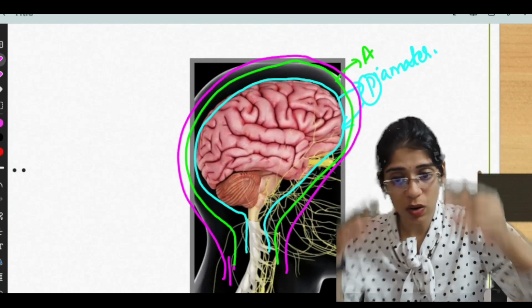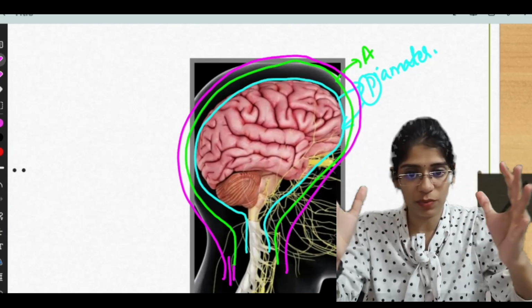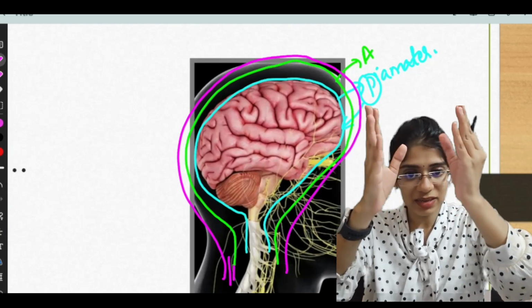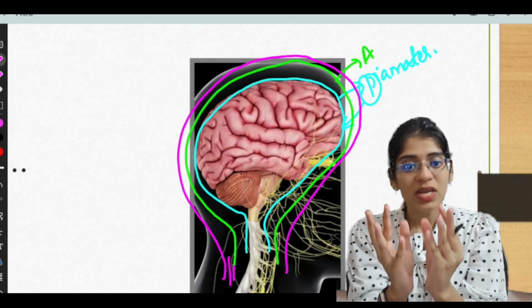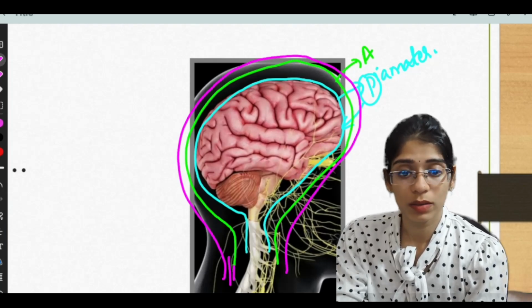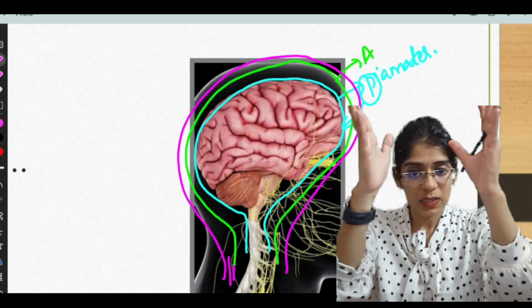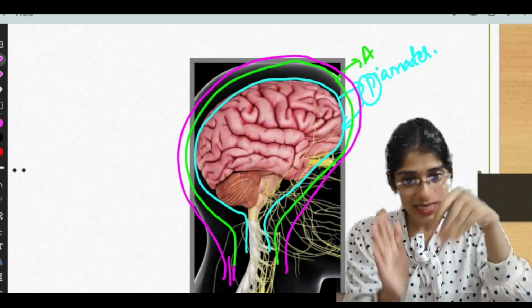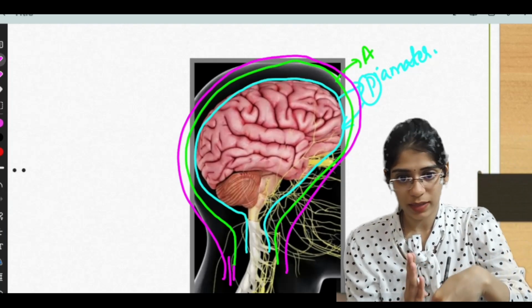I mean, all of this goes down. I've just drawn the covering of the brain. Obviously, these three layers go down and protect your spinal cord also. In the vertebral column, these layers cover the spine. So, inside these layers is your spinal cord running.